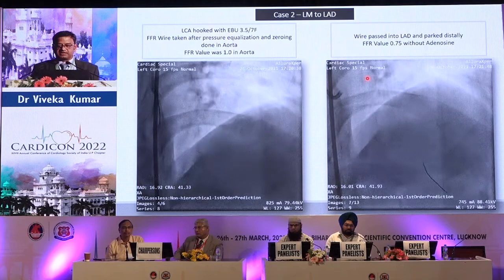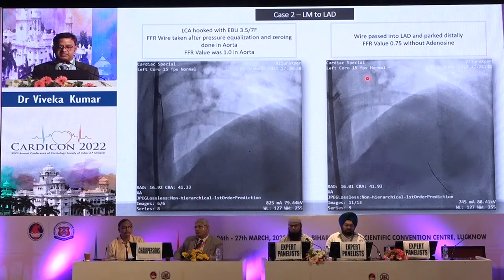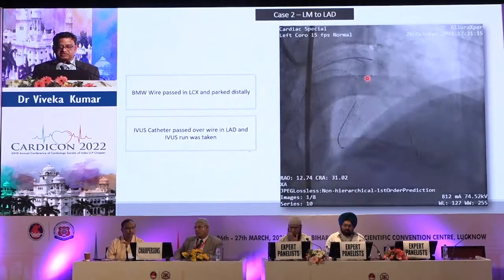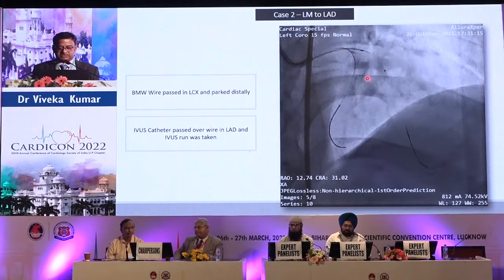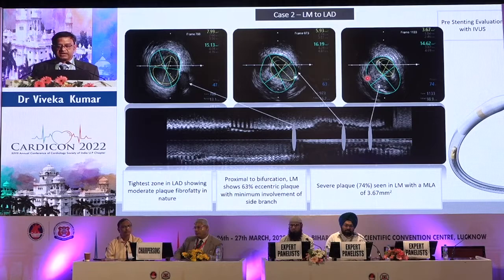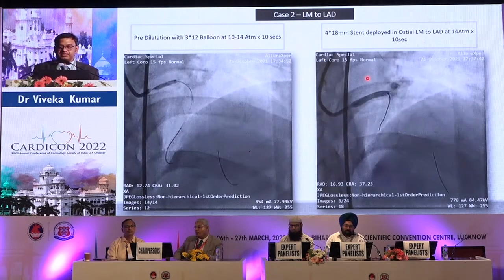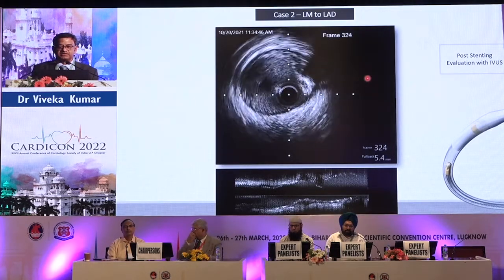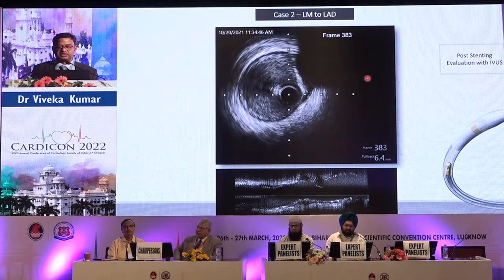Then during COVID, this third wave, he came and he had significant symptoms. So FFR was also done just to find out the significance of the lesion. Both imaging and physiology were done in this case, and imaging did not show a significant lesion in the ostium of the circumflex.